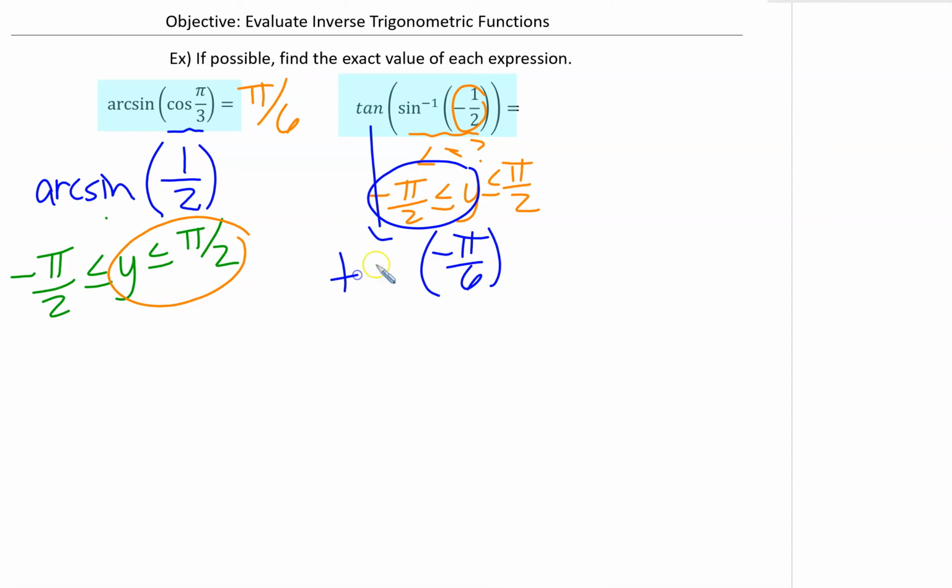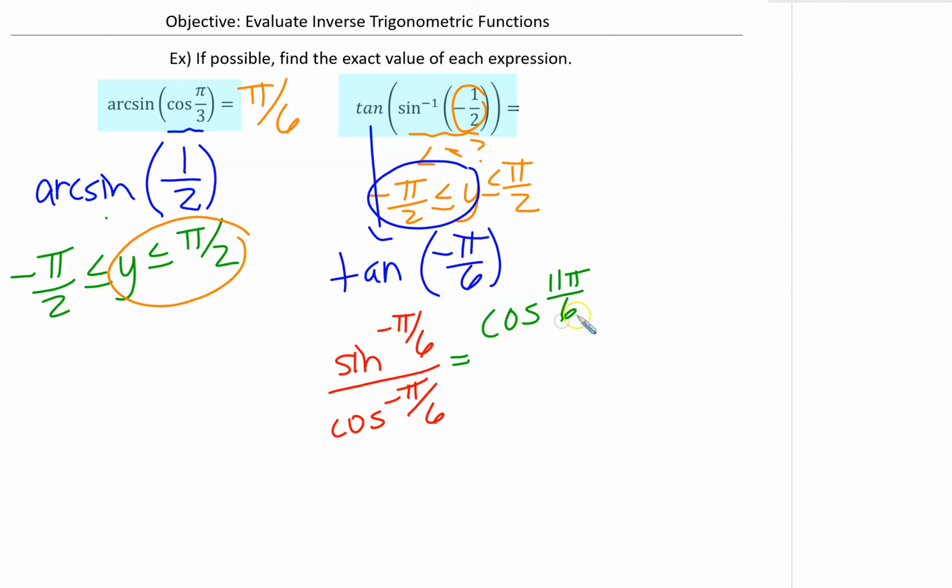And we have now tangent of negative pi 6. So now we use our quotient ratio for tangent. So this would be the sine of negative pi 6 over the cosine of negative pi 6. If you need to, you can of course change your negative pi 6 into its coterminal angle of 11 pi 6, if that makes the problem a little bit easier.